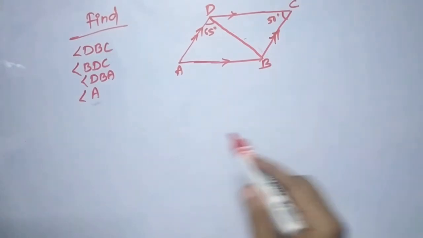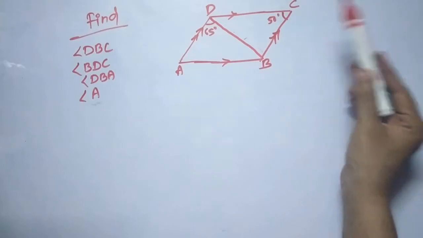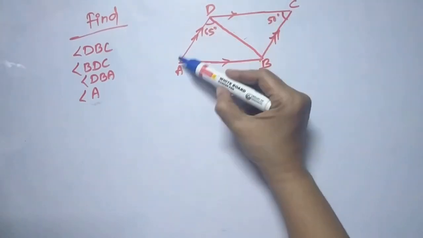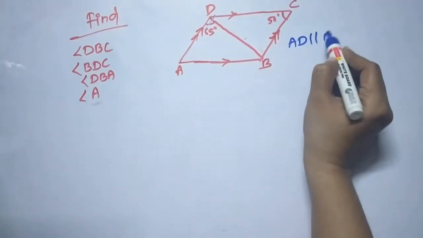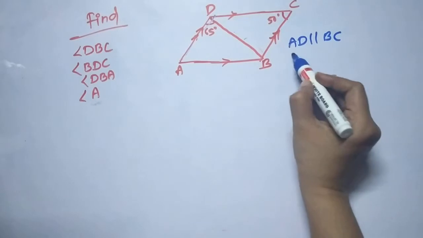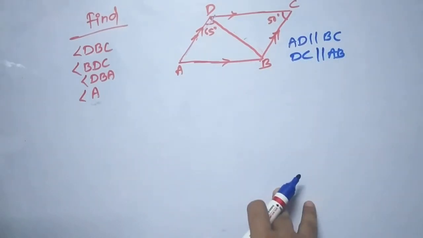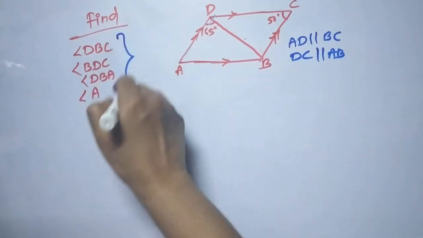So now friends, we need to find these four angles. Here is the diagram, and in the diagram if you notice there are two sets of parallel lines. First is AD line parallel to BC line, and another set is DC line parallel to AB line. So we will use the concept of transversal and parallel lines, and try to find these angles.